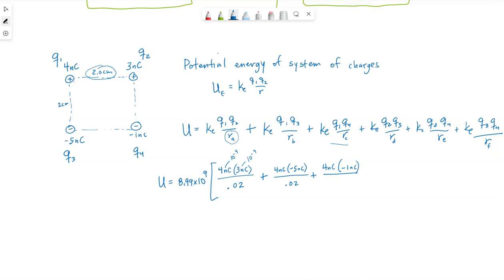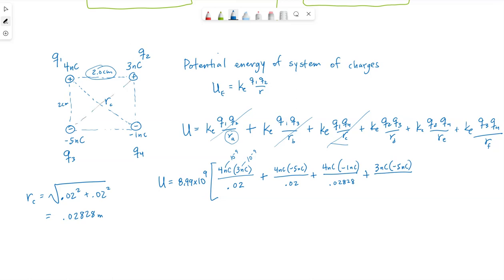This R needs to be the straight line distance between the two of them. So this is the R sub C, which of course we can get from the Pythagorean theorem. So 0.028. And keep a few decimal places. Rounding errors can make a big difference in these. Okay, so I've done 1, 2, and 3. The next one is Q2, so 3 nanocoulombs times Q3, negative 5 nanocoulombs. 2 and 3 are also this RC we just found. It's the same dimension, just the other diagonal. Okay, that's the fourth one.